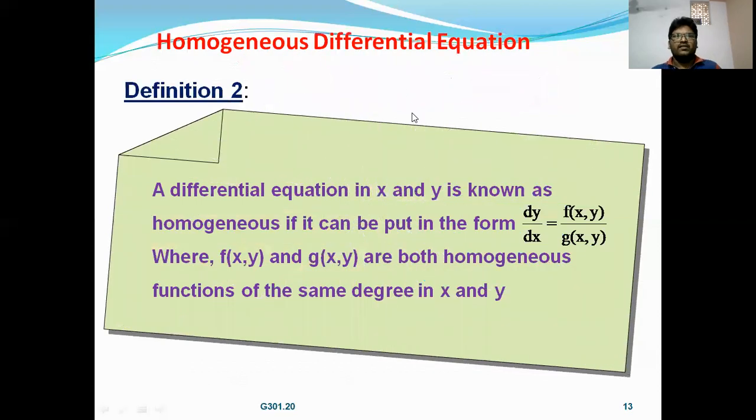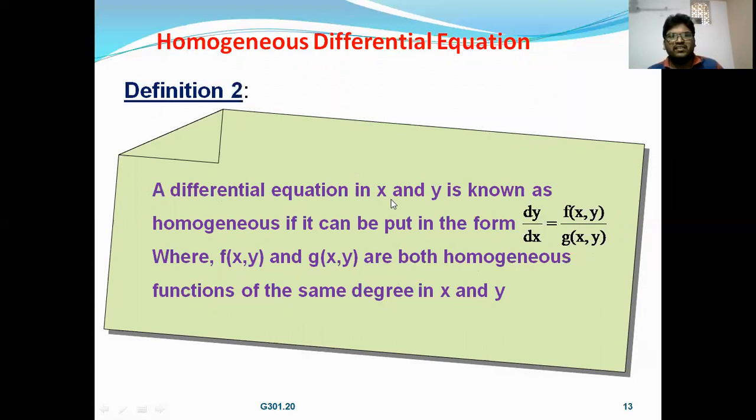Next, I will give the definition of the homogeneous differential equation. See here, a differential equation in x and y is known as homogeneous if it can be put in the form dy by dx is equal to f of x comma y by g of x comma y, where f of x comma y and g of x comma y are both homogeneous functions of the same degree in x and y. I will repeat once again.